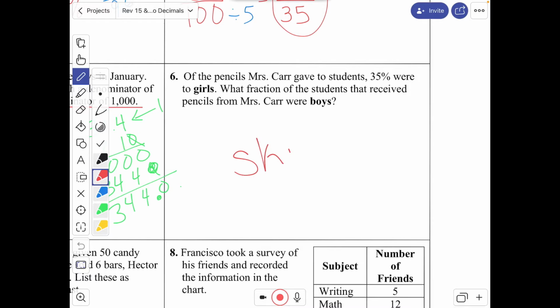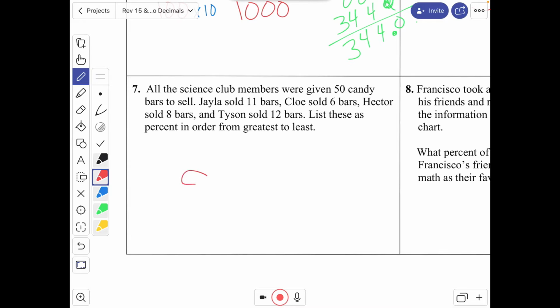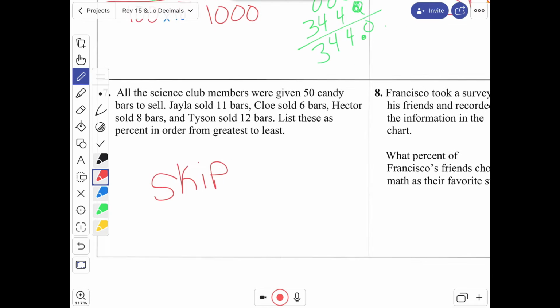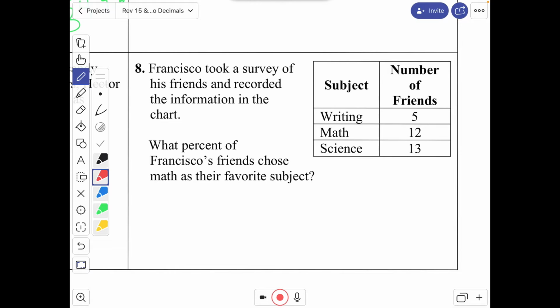We're going to skip number 6, so you can write the word skip. Then your teacher will know that I told you to skip it. We're also going to skip number 7. We did a similar problem like that on Friday.